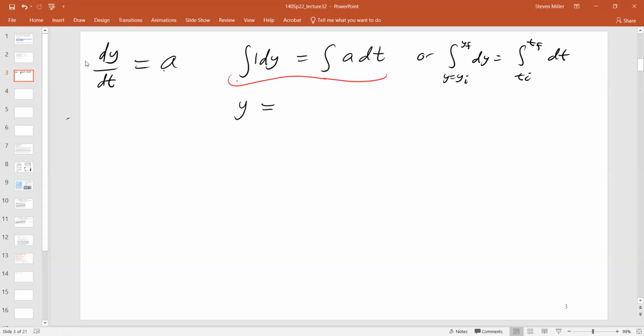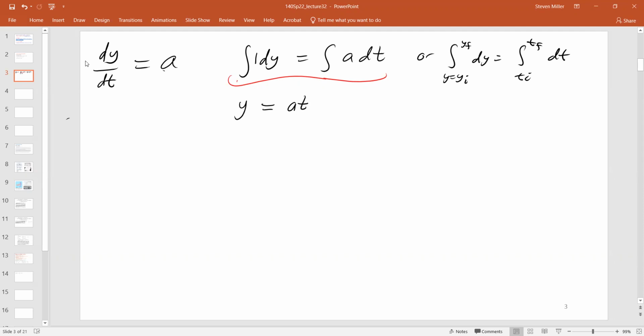What function has derivative a? Not one half t squared. If you have t squared, the derivative of t squared is going to be 2t. a is a constant, right, like 5 or 7. I'm integrating with respect to t. It's at, right? It's just at.